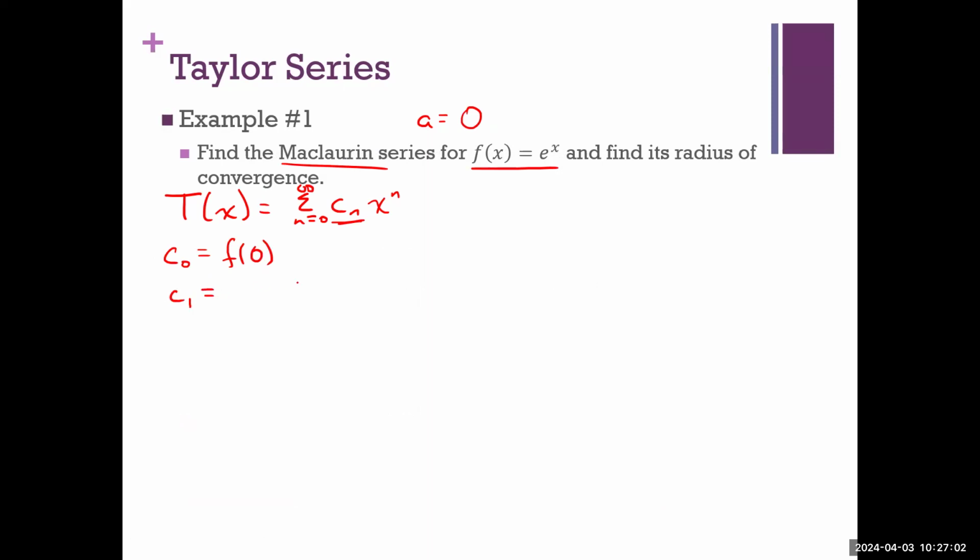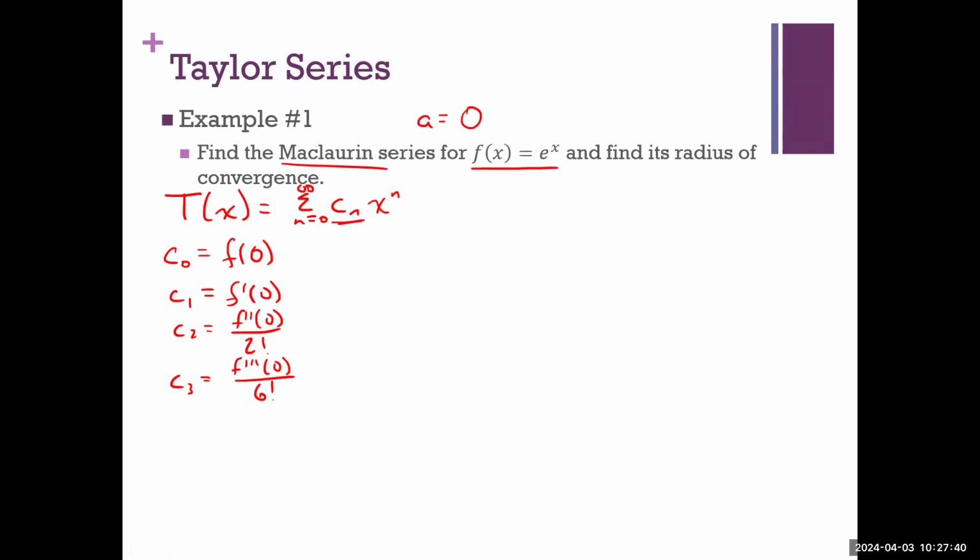So C1 comes from f prime of 0. C2 comes from f prime of 0 over 2 factorial. C3 comes from f double prime. Oh, no, I'm lying to you. C2 comes from f double prime of 0 over 2 factorial. C3 comes from f triple prime of 0 over 6 factorial. Everything I've written down so far has nothing to do with e to the x. These are all just the general way you build out these power series.